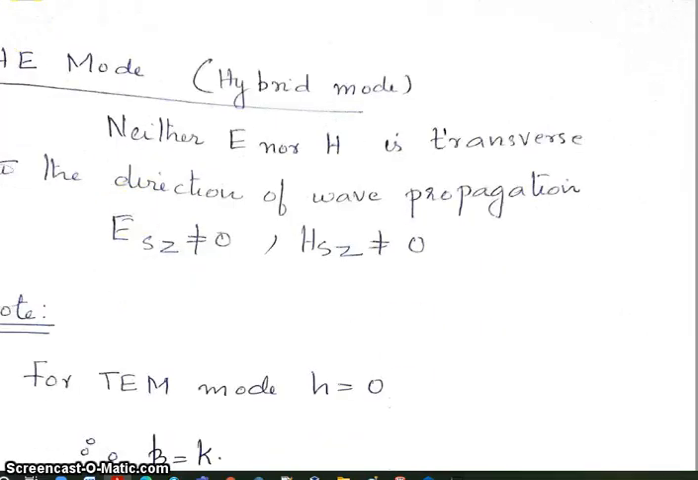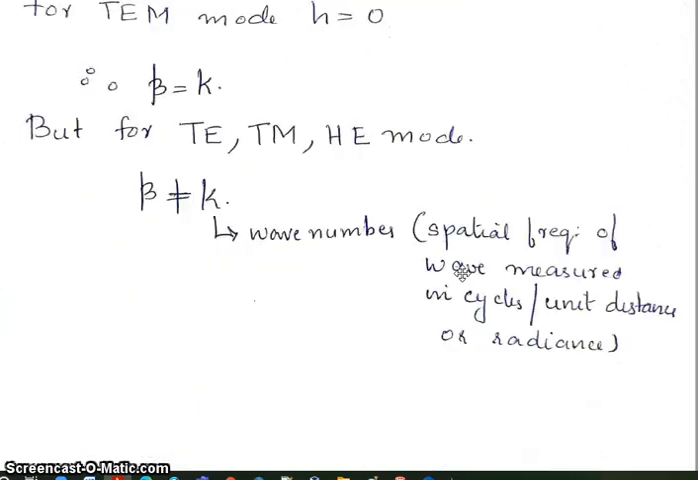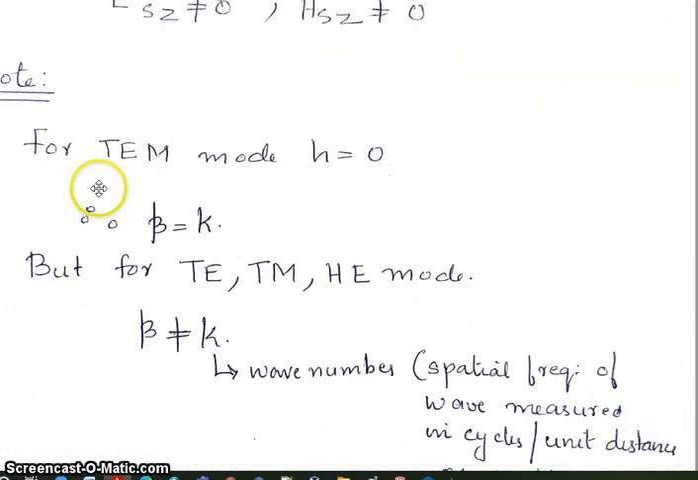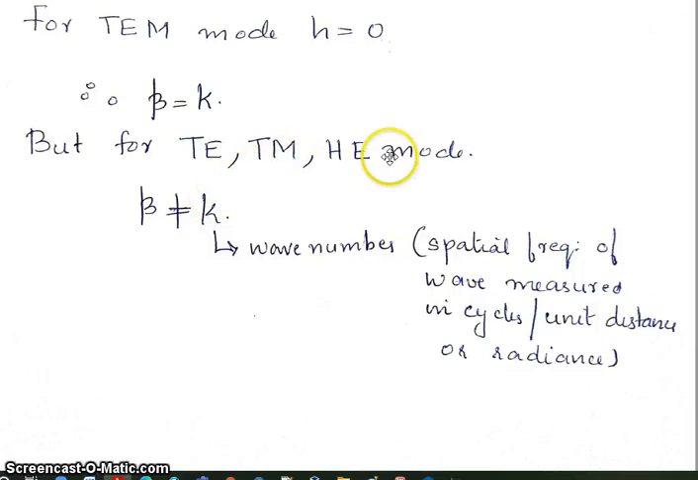And one more mode is hybrid mode. Hybrid mode is often represented as HE mode. Neither E nor H is transverse to the direction of wave propagation. That means in hybrid mode, Esz and Hsz will not be equal to 0. And as a note, you can note this: for TEM mode, the h parameter is equal to 0. Therefore, your propagation constant beta will be equal to your wave number k. But for TE, TM and HE modes, the propagation constant is not equal to the wave number.